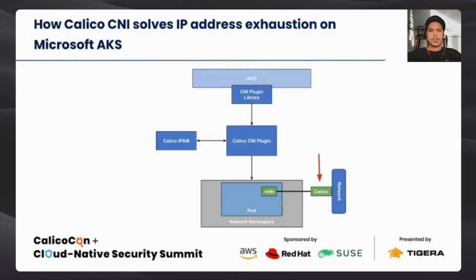In the last few slides, we saw what IPAM is, we understood what Calico IPAM is, tried to discuss the causes for IP exhaustion and what are its consequences. In this last slide of the session, we will see a use case of how Calico CNI tries to solve IP address exhaustion on Microsoft AKS.